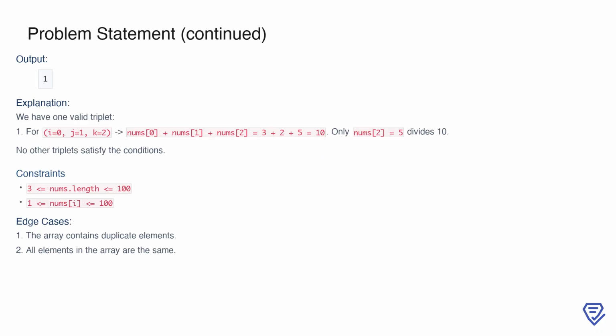In the third example, the input array is nums = [3, 2, 5, 8], and the output is 1. Here, we find only one valid triplet. For the triplet i = 0, j = 1, k = 2, the sum of the elements is 3 + 2 + 5 = 10, and only nums[2] = 5 divides this sum. No other triplets in the array meet the criteria, so the total number of valid triplets is 1. Remember, the key is that the sum must be divisible by exactly one of the elements in the triplet, and this is the only case where that happens.